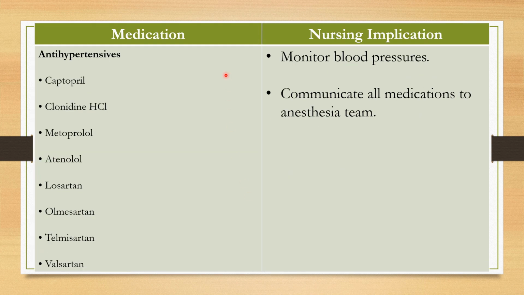The second group of medications are antihypertensives, which include captopril, clonidine hydrochloride, metoprolol, atenolol, losartan, olmesartan, telmisartan, valsartan. The nursing implications are to monitor blood pressure and communicate all medications to the anesthesia team if the patient is going for an operation. Hypotensive crisis can be prevented through early monitoring and early detection. So we need to monitor antihypertensive drugs also.